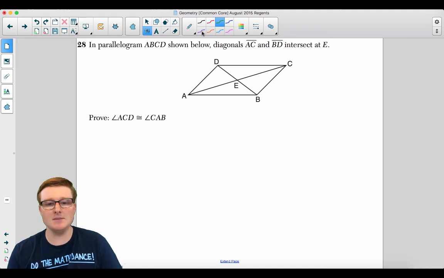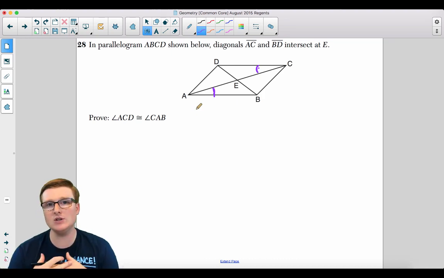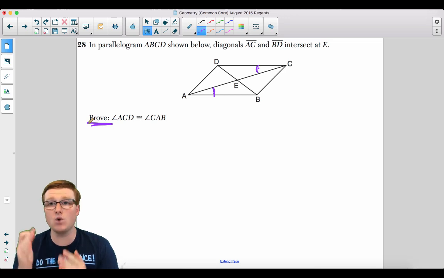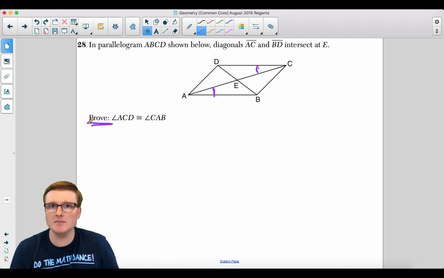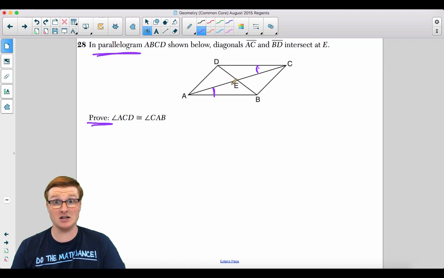In parallelogram ABCD shown below, diagonals AC and BD intersect at E. Prove that the measure of angle ACD is congruent to the measure of angle CAB. Now, the one thing that you need to understand is, because it says prove, that doesn't mean form a statement, reason, proof column. It's just saying prove. I actually answered this question in 2 sentences. And how do we prove these to be congruent?